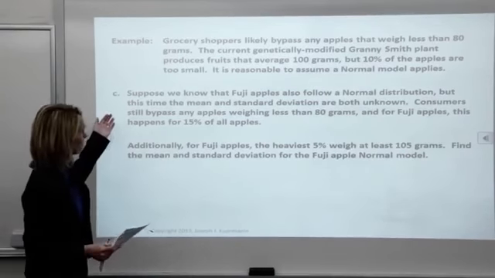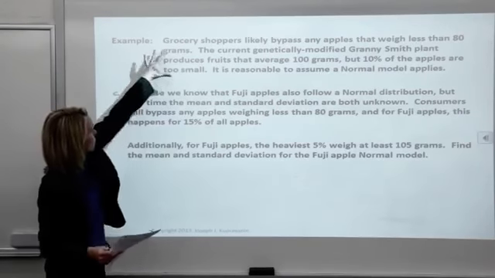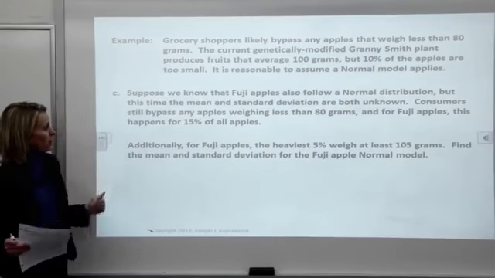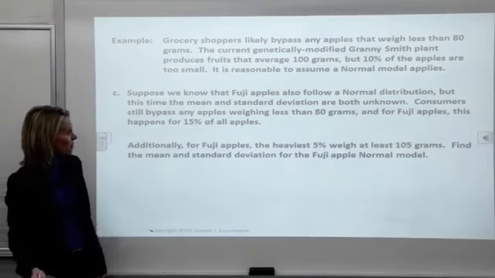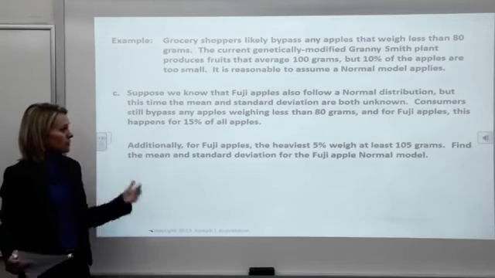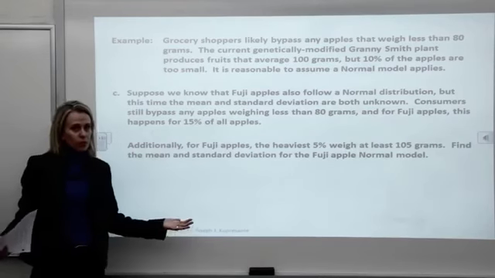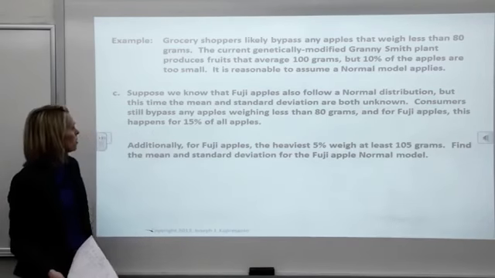I'm sorry, that's what the original problem was. In C, we have a different kind of apple, I forgot. Fuji apples also follow a normal distribution. But this time, the mean and the standard deviation are both unknown. Clearly, they'd be different because it's a different type of apple.